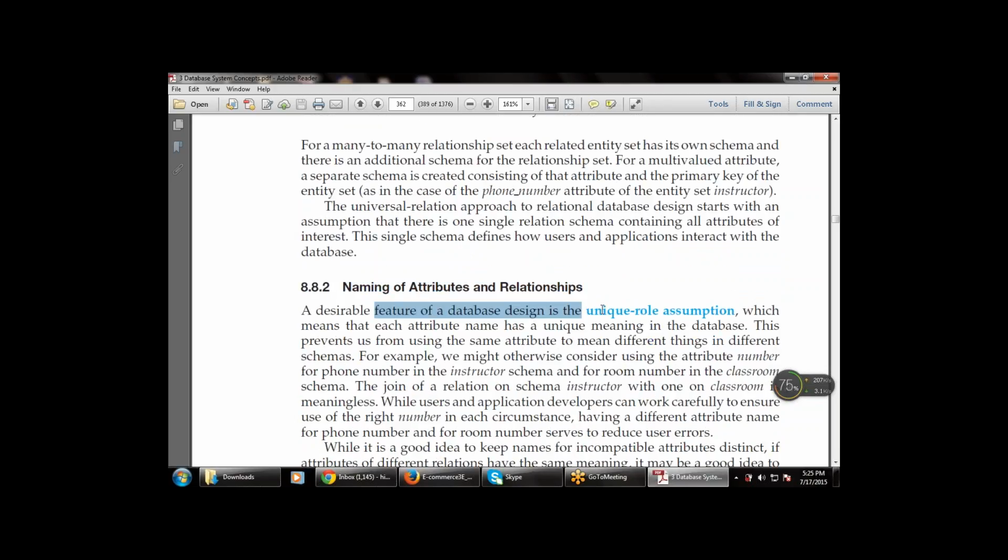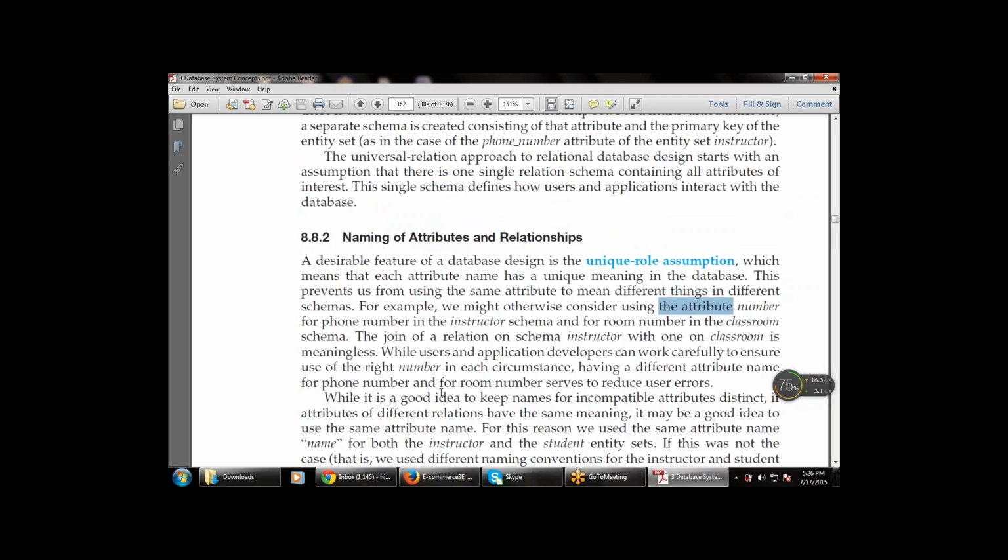What are the various names of the attributes and what are the various relationships? A desirable feature of a database design is the unique role assumption. That means each attribute name has a unique meaning in the database. This prevents us from using the same attribute to mean different things in different schemas. For example, we might otherwise consider using the attribute number for the phone number in the instructor schema and for room number in the classroom schema.